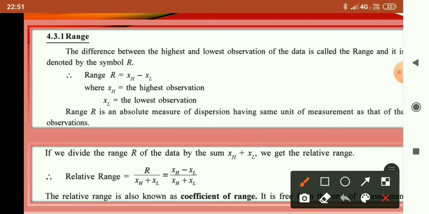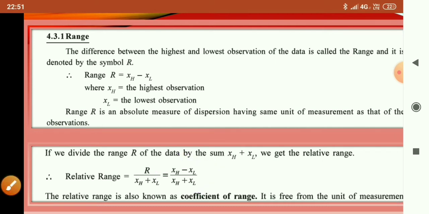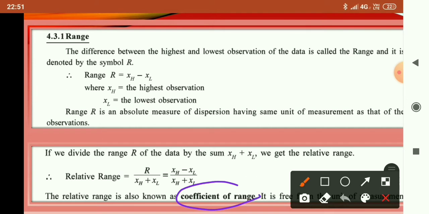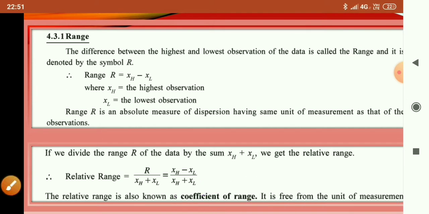So what is the formula of R? R equals XH minus XL, upon XH plus XL. So what is the formula of relative range? XH minus XL upon XH plus XL. And relative range is also known as coefficient of range. Relative range is also known as coefficient of range, and it is generally free from the unit of measurement. Here you don't have to write kg, milliliter, liter, gram or anything else.